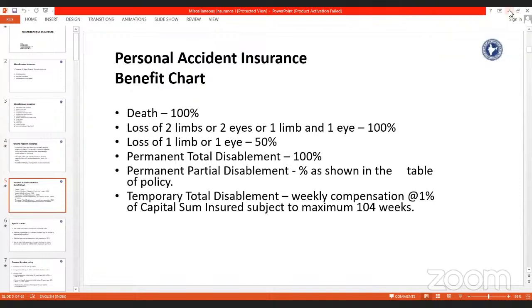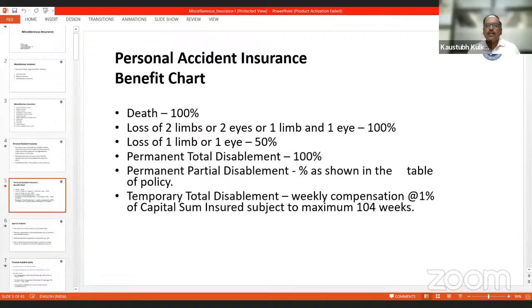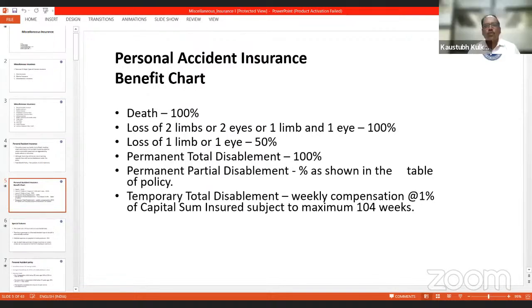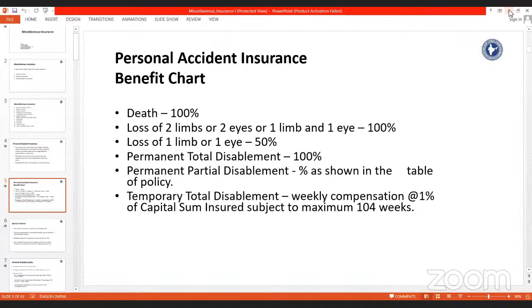Sir, one more question. Is the on-duty and off-duty cover for both policies, individual and group? In the personal accident policy, only for group are the on-duty or off-duty covers available. In the individual personal accident policy, there are no on-duty or off-duty covers. Those are only for the group personal accident insurance policy.